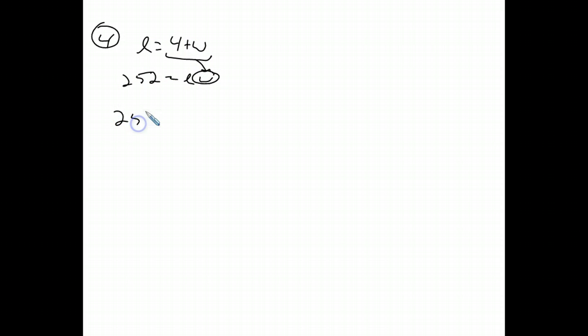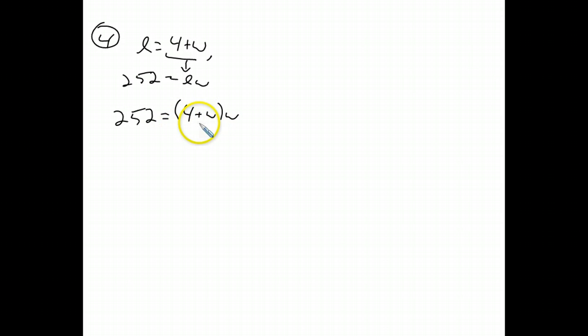So we'll have 252 equals L times, oh no, I made a mistake. Check it out, LW. We know the length is 4 plus w, so we're actually going to substitute this in for the length. So we'll have 4 plus w times w. We have parentheses.